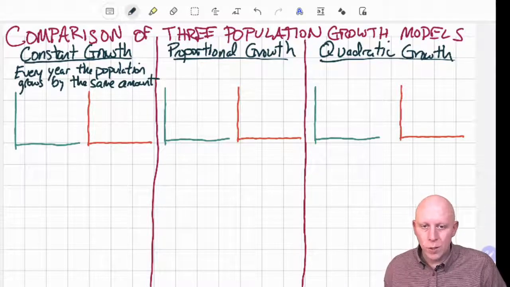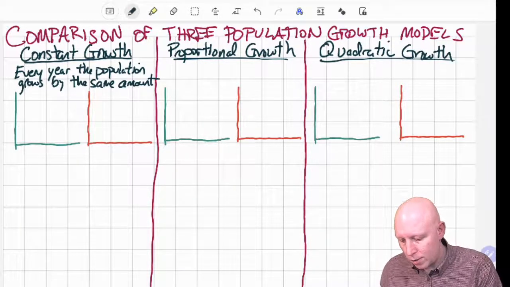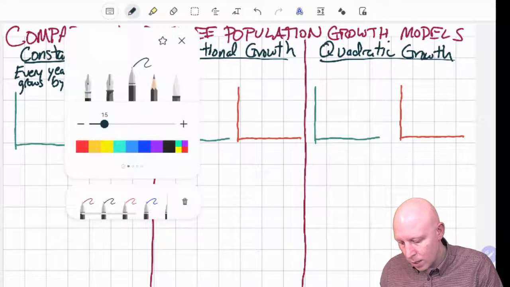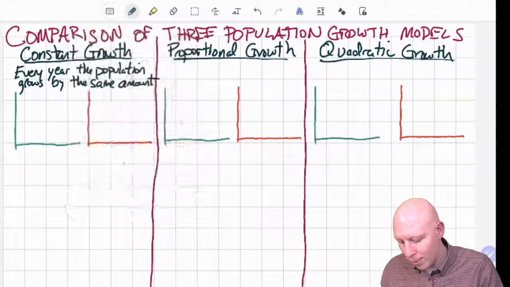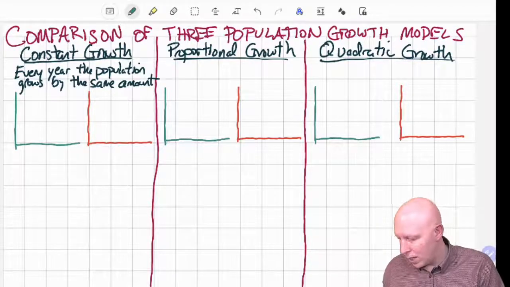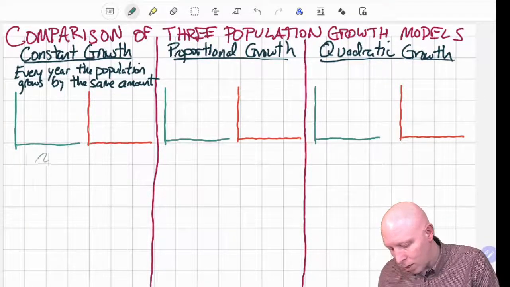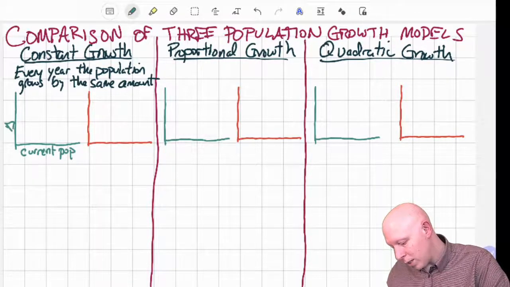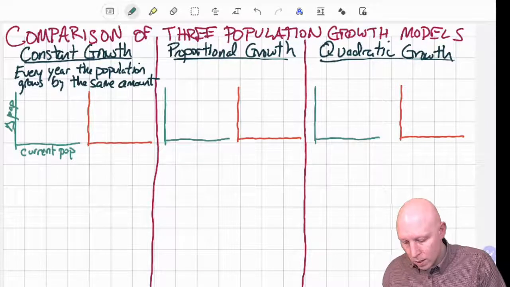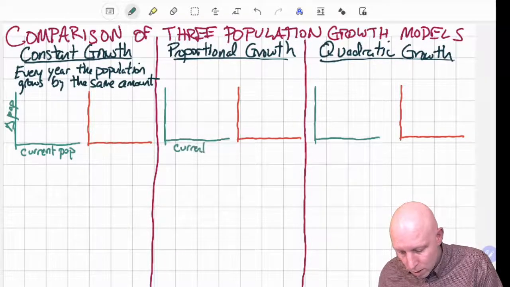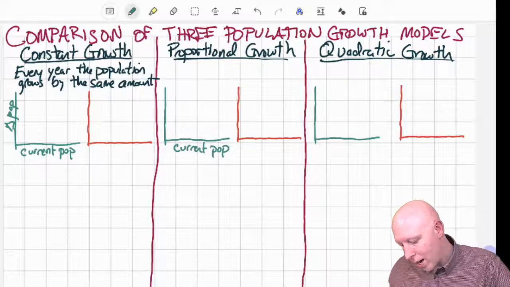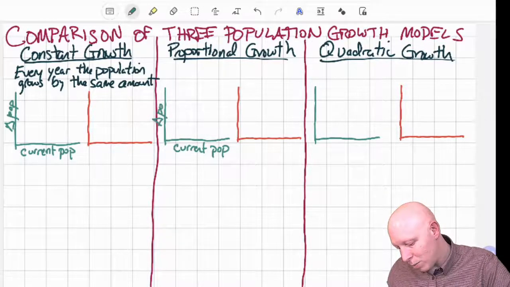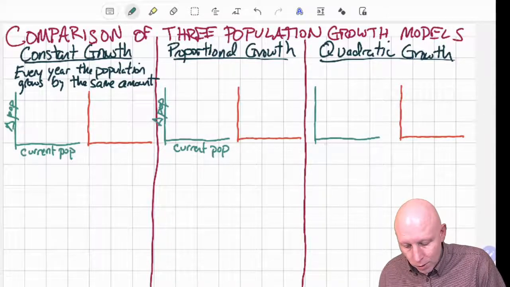Okay, so for each of these models, I'm going to create two different pictures. The first one is the current population, and then the change in population. So for each of these, we're going to figure out what does the change in population look like as a function of the current population.